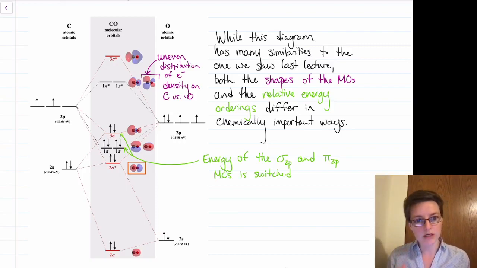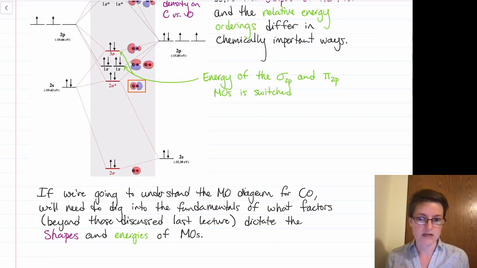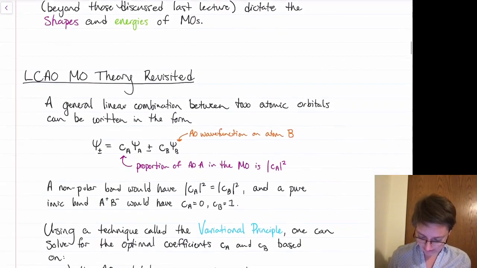And so if we're truly going to understand this MO diagram and be able to draw MO diagrams for molecules like carbon monoxide, we need to understand where these nuances and complications and discrepancies are arising. And so that is going to be the subject of today's lecture. How is it that we can take a molecule like carbon monoxide and dig into the fundamentals of what factors, beyond those that we discussed last lecture, dictate the shapes and the energies of the molecular orbitals and lead to differences compared to what we saw with O2? And so with that, let's go ahead and get started.